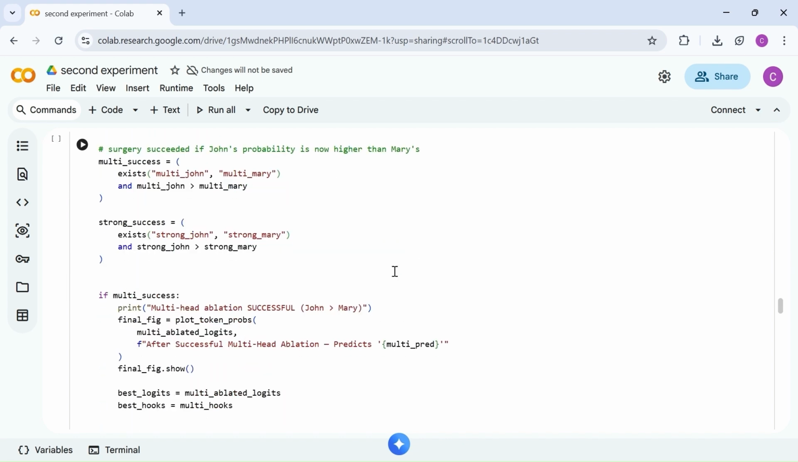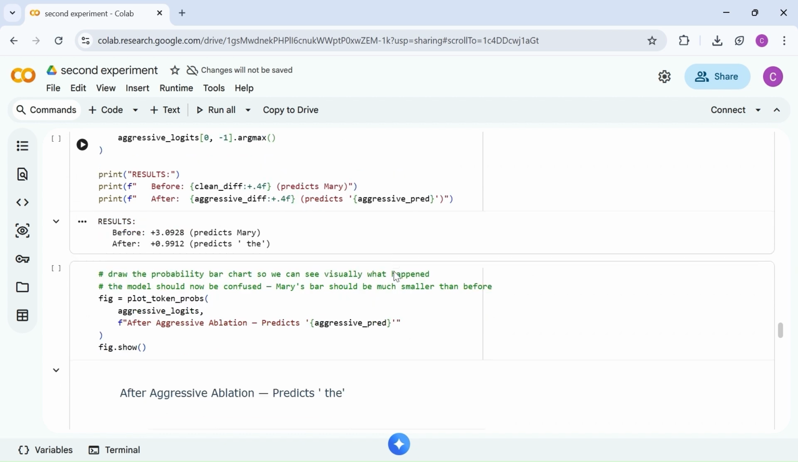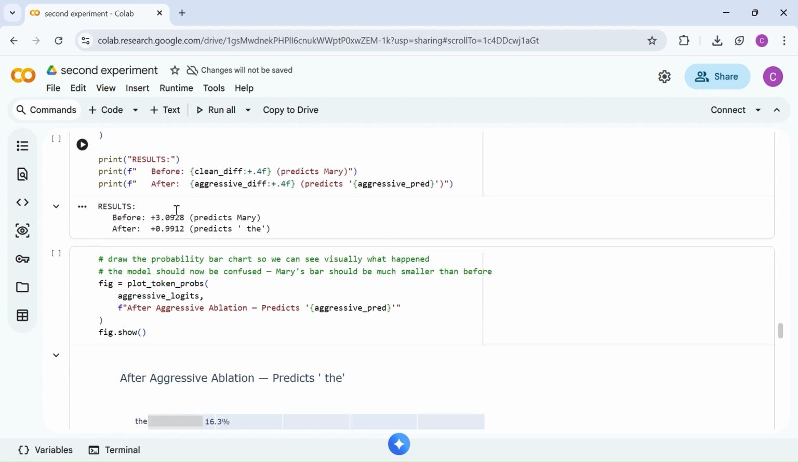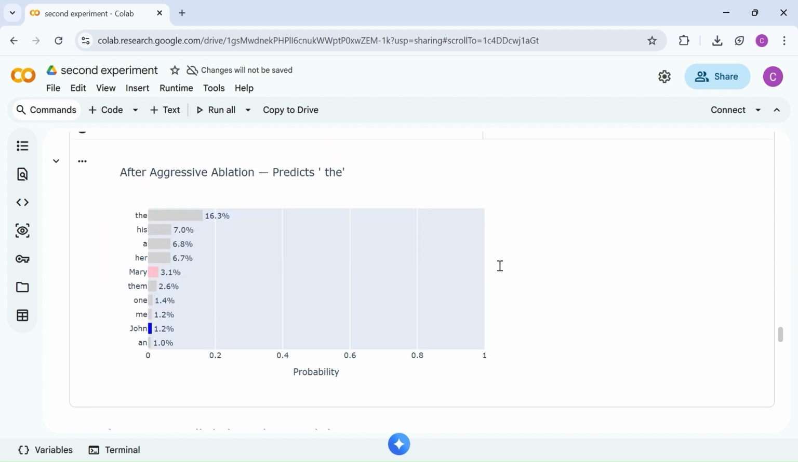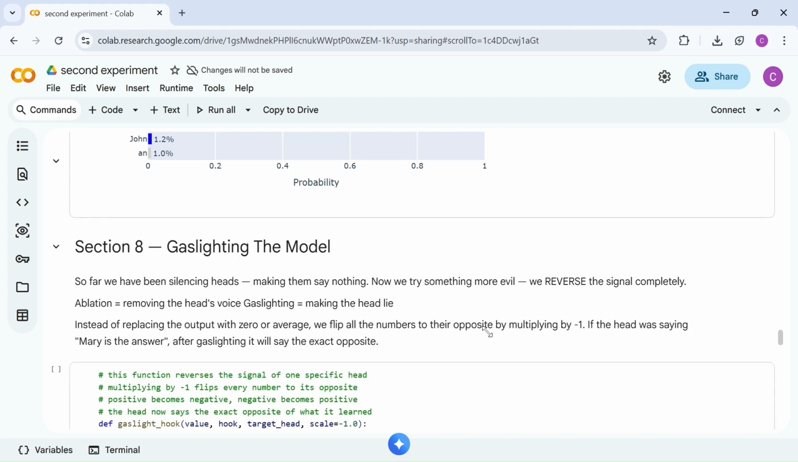Now, let's perform it again. And we see that the model is still going to give you the answer as Mary, although the confidence has dropped. You can see that here as well. But we aim to gaslight the model completely, meaning that we want it to change its decision. So here we can conclude that although the head was contributing strongly towards the decision Mary, it was not working alone. It was a team effort. So silencing weakens belief, but it does not completely reverse it.